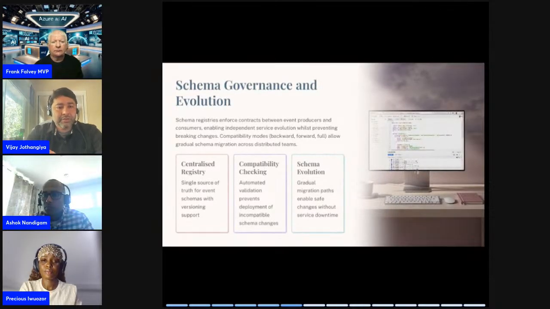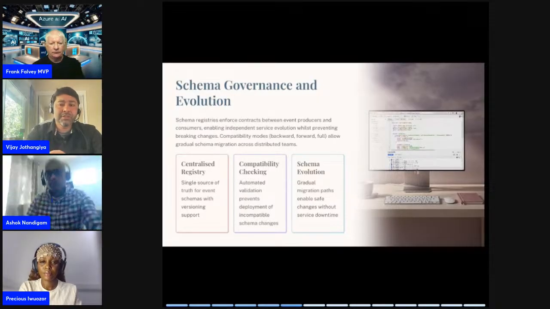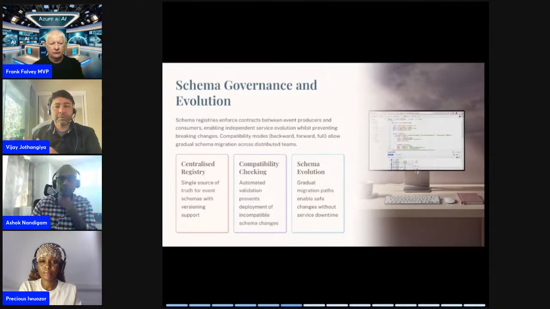Schema governance and evolution is a core part of any banking system. It does not matter whether it's personal banking or business banking, these are the core rules. In any distributed system, schema governance is very critical. Event contracts must evolve without breaking downstream consumers. Schema registries enforce compatibility modes: backward, forward, or full. Without governance, event systems degrade quickly. With governance, they scale safely.